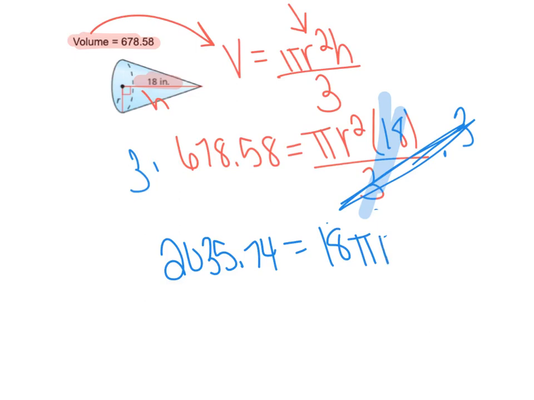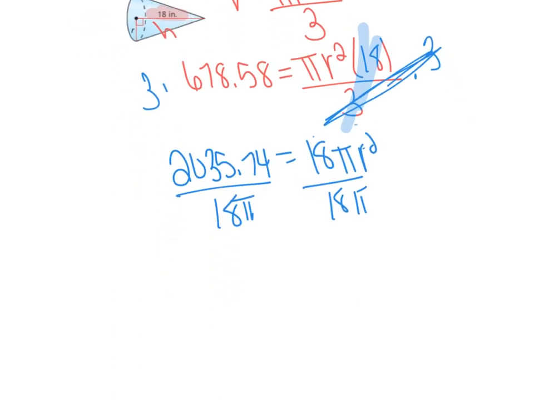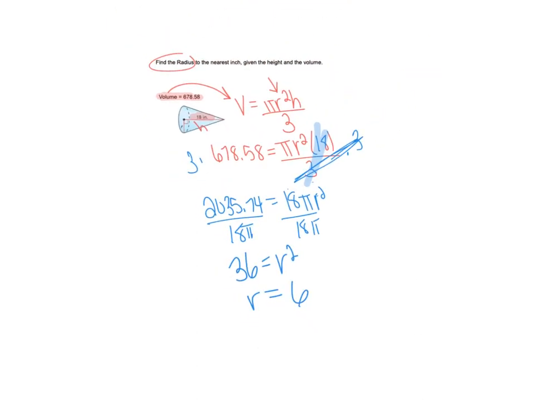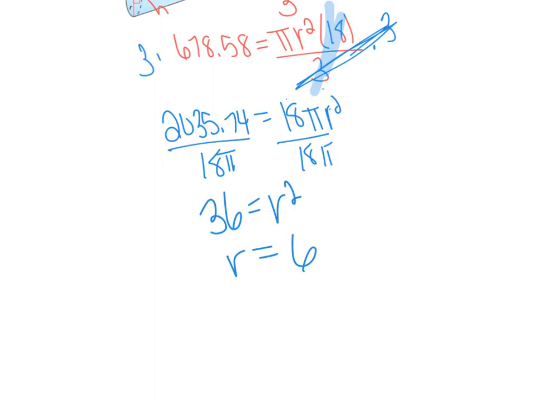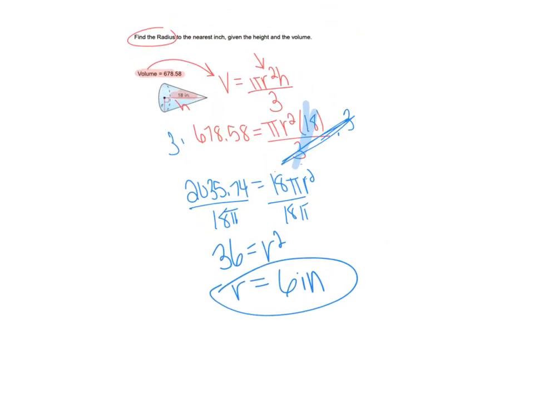If I divide by 18 pi on both sides, I get that 36 approximately equals r squared. We don't want r squared, we want r, so I need to take the square root. Our radius is going to be 6. Since it's a radius, it's going to be in just units, which is going to be inches. Make sure you are actually going back and putting the information into the calculator like you're supposed to.